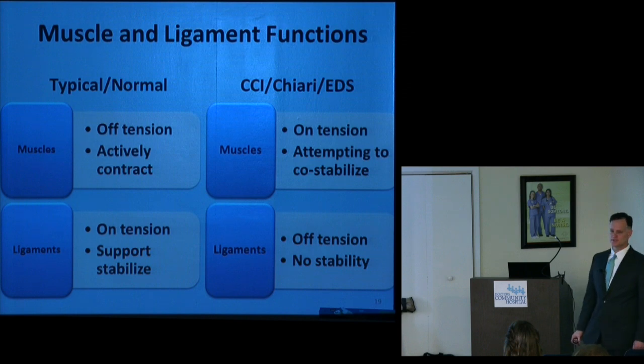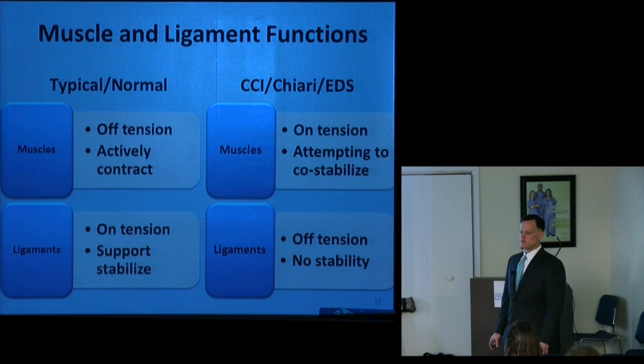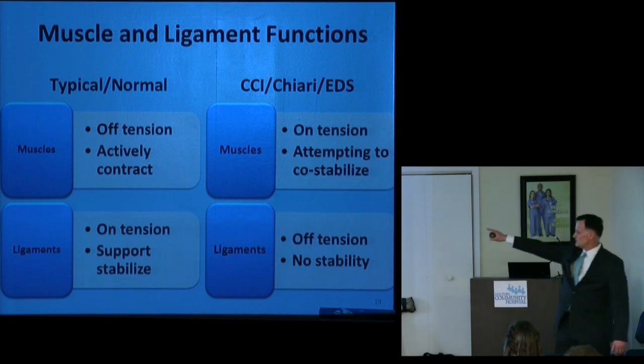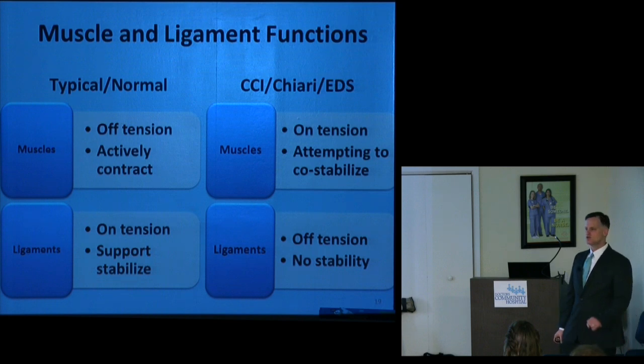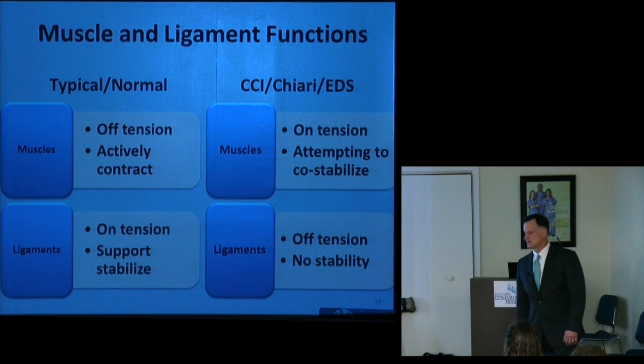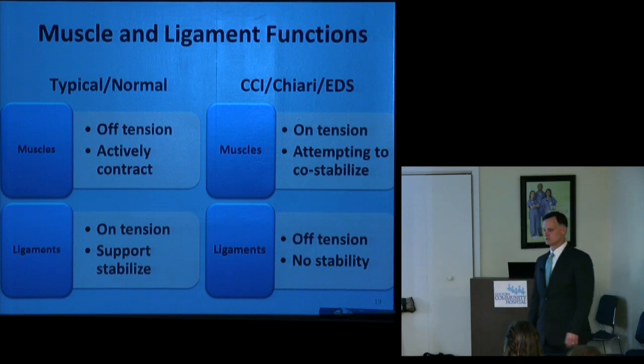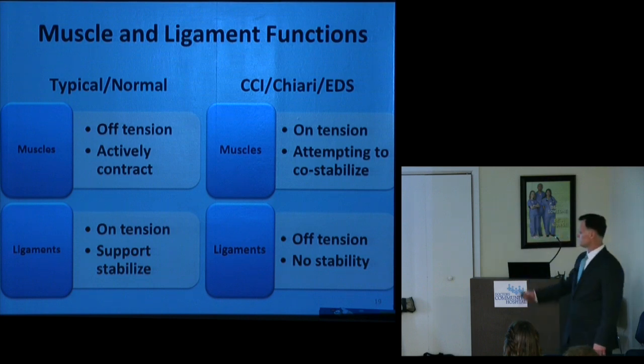Now, muscles and ligaments, how do they function? Well, our muscles on the top left are normal. Your muscles should be off tension and relaxing until you actively tell them to move. Your ligaments, on the other hand, should always be on tension and stabilizing the joints or your spine.